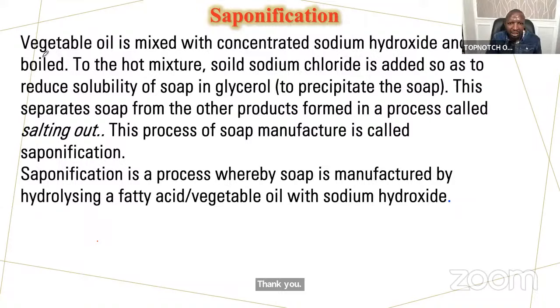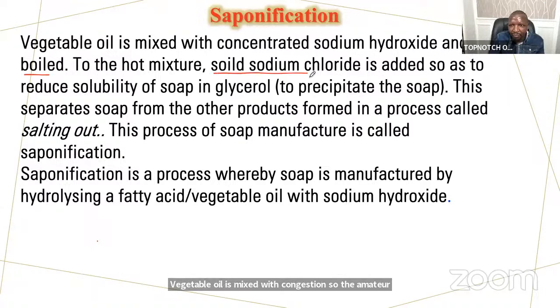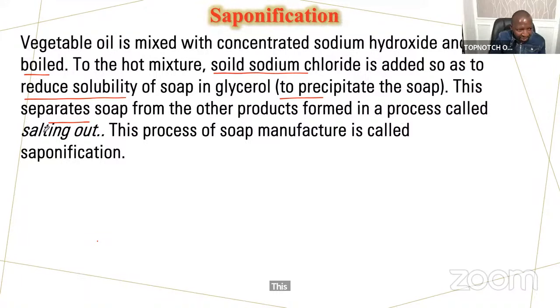So now we go to vegetable oil mixed with sodium hydroxide. Normally we prepare soap by saponification. Vegetable oil is mixed with concentrated sodium hydroxide and boiled. You have to say boiled, not heated. To the mixture, you add solid sodium chloride so as to reduce the solubility of soap in glycerol, or rather to precipitate the soap. This separates the soap from other products formed in a process called salting out.